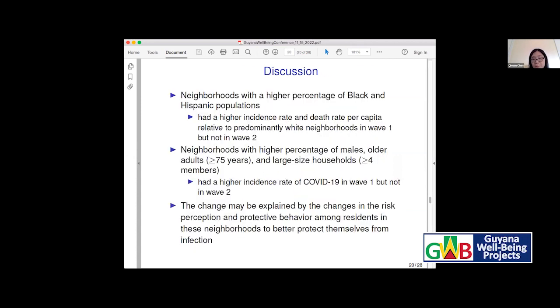So I would like to summarize what we found. Neighborhoods with a higher percentage of Black and Hispanic population have a higher incidence rate and death rate per capita relative to predominantly white neighborhoods in wave 1, but not in wave 2. Neighborhoods with a higher percentage of male older adults and larger households also have a high incidence rate of COVID-19 in wave 1, but not wave 2. We think this change may be explained by a change in risk perception and protective behavior among residents in these neighborhoods to better protect themselves from infection.